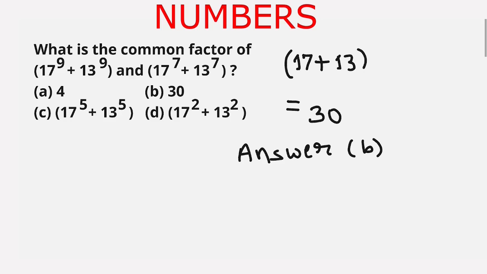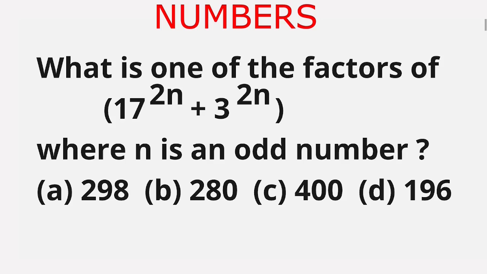We go to the next question. Our question is, what is one of the factors of 17 to the power 2n plus 3 to the power 2n, where n is an odd number? The given options are option A 298, option B 280, option C 400, option D 196.